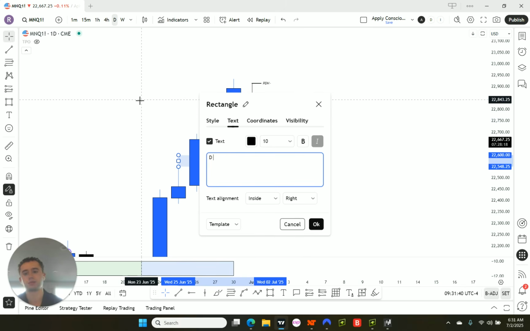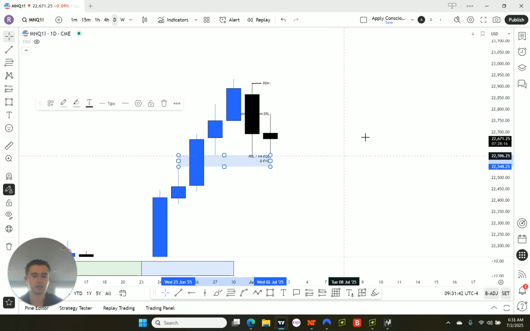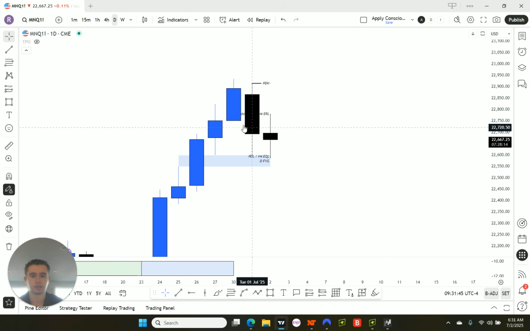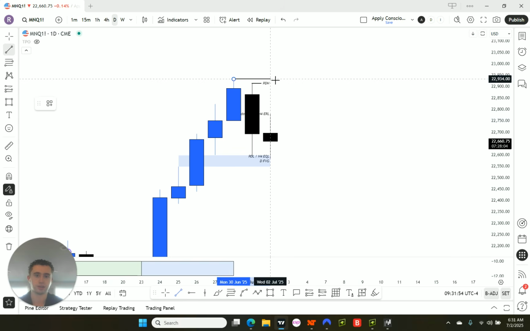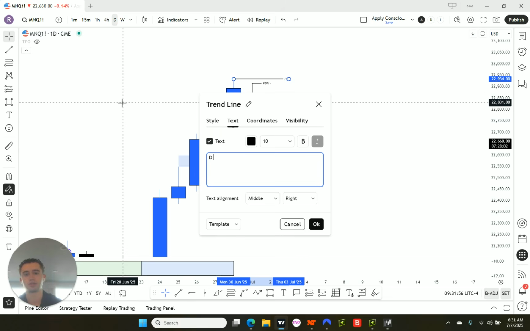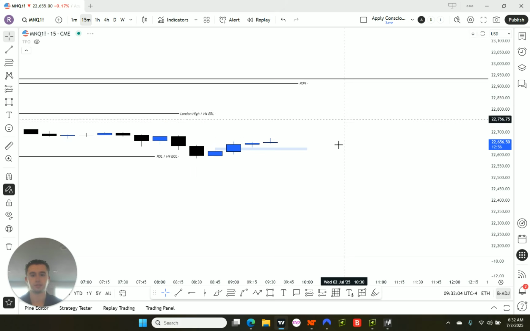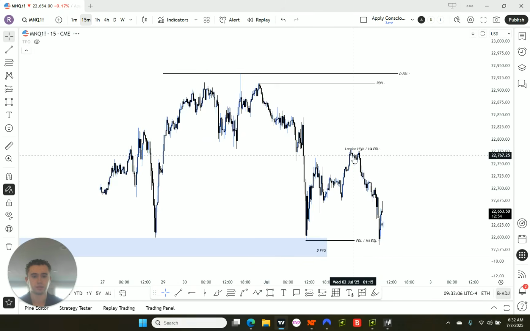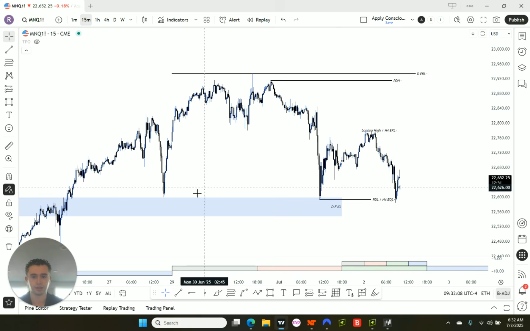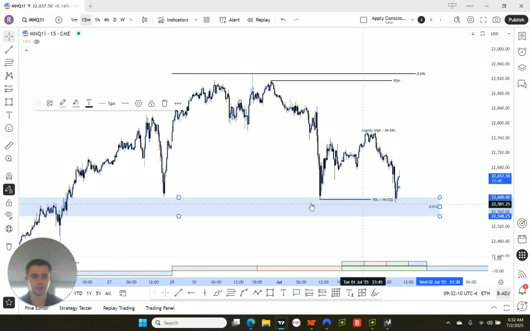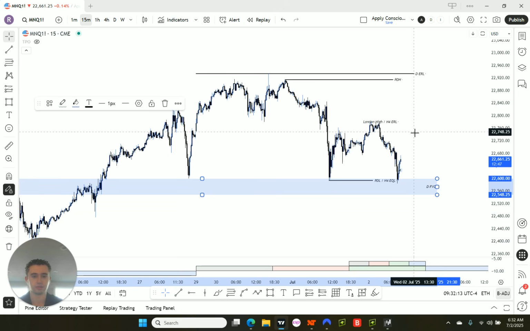So to me, this is a daily fair value gap up here. That was not inverted yet. It could be still. And up here is daily external range liquidity. So I can go on 15 minute. So this is daily fair value gap. Price trades into that daily fair value gap and it sweeps liquidity within it.